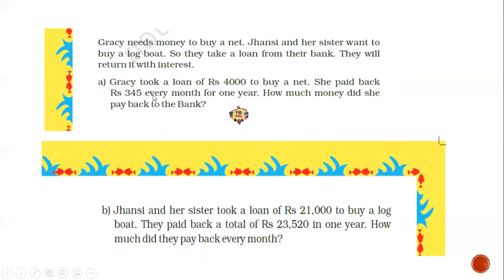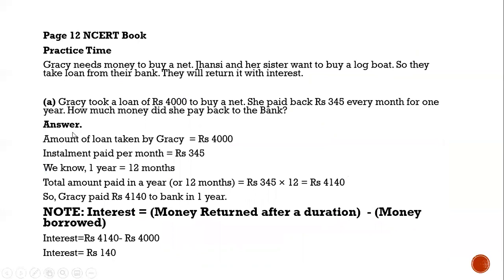So this is the money she is paying every month. We'll multiply by 12 to know the amount of money she has given to the bank at the end of the year. So let us see. This is the question. We are going to the solution. Amount of loan taken by Gracie is 4,000 to buy a net. Installment paid by her in 1 month is rupees 345. We know 1 year is 12 months. So total amount paid back to the bank in a year is 345 multiplied by 12.